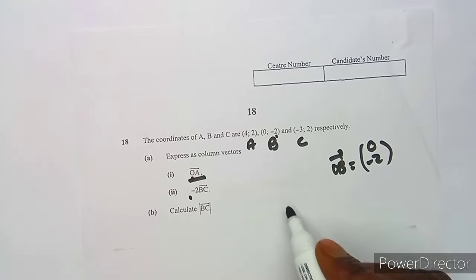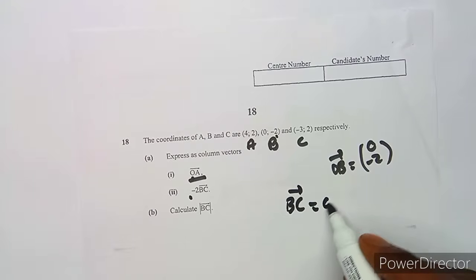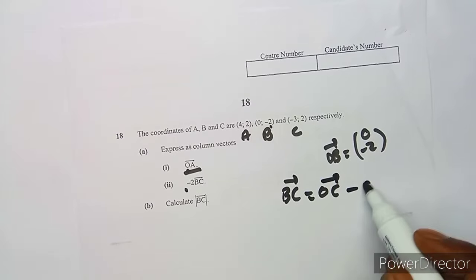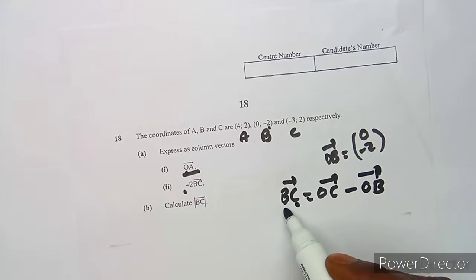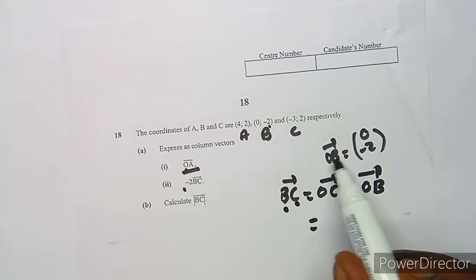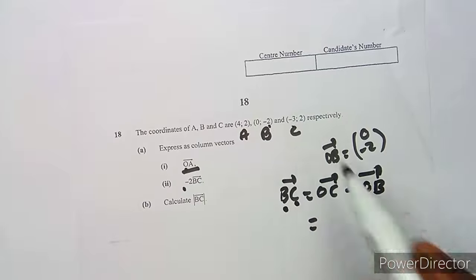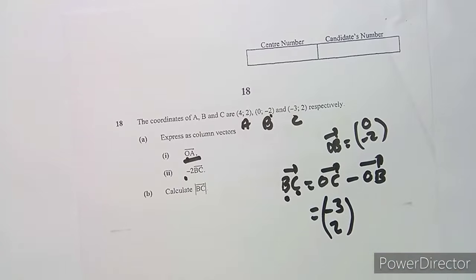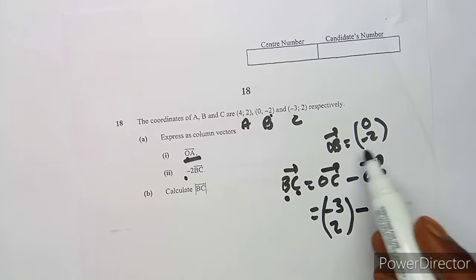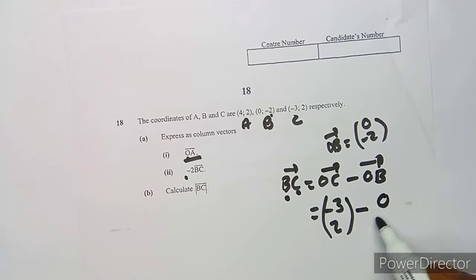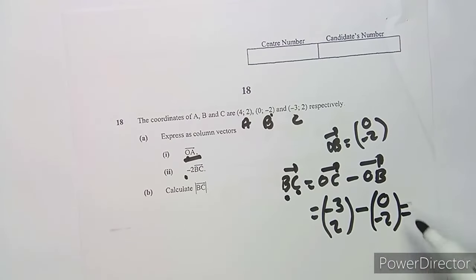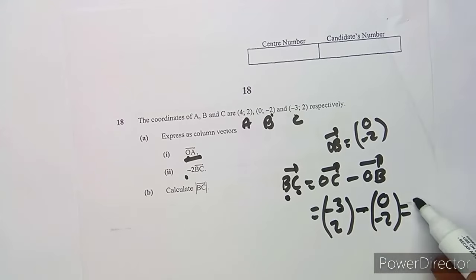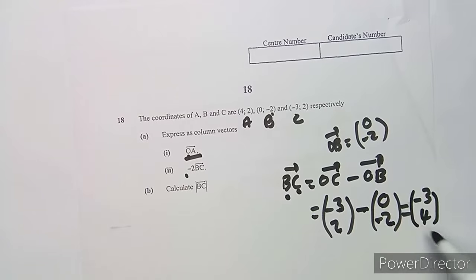Okay, we have got the formula. Remember, I told you guys BC is OC minus OB: the last part minus the first part. OC, just like what we did with OA, is taking the point C and writing it as a column vector, which is minus 3, 2. Minus OB, we already have from that point, which is 0, minus 2. So that's minus 3 minus 0, which is minus 3, and 2 minus minus 2, corresponding entries, minus and minus is a plus, which gives us 4.